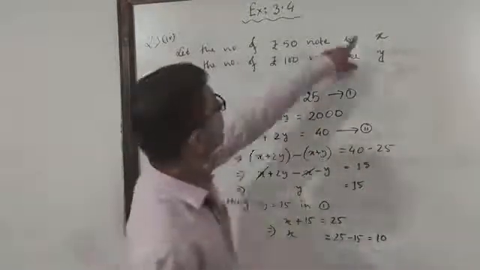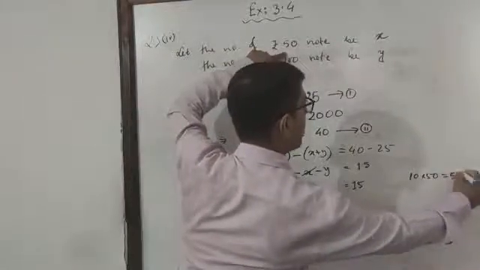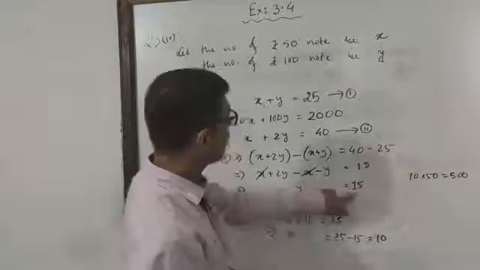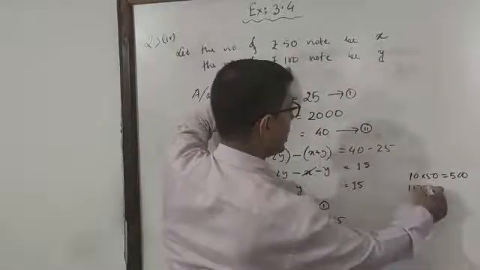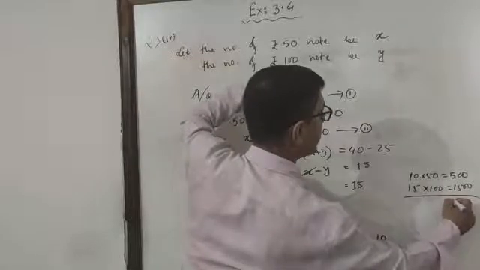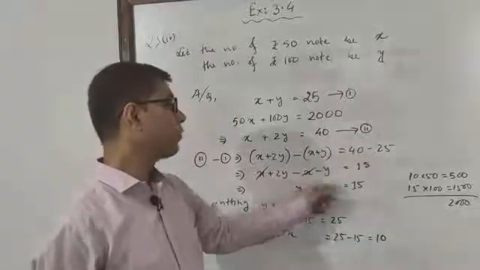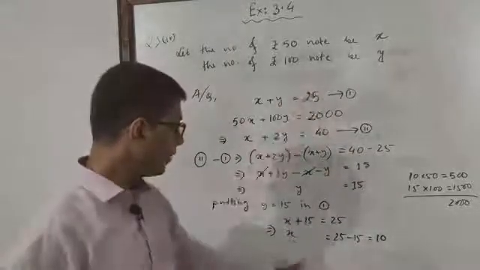X was rupees 50 notes. So 10 times rupees 50 is 500, and Y is rupees 100. So 15 times rupees 100 is 1500. In all there is 2000. Okay. So our answer is also correct. Y equals 15, X equals 10.